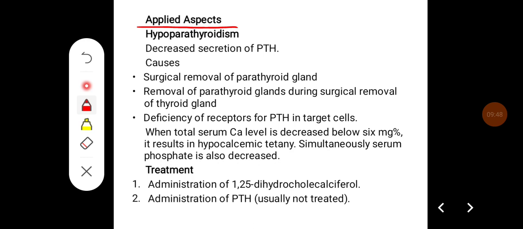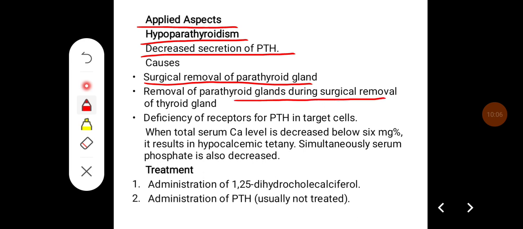Some of the applied aspects related: hypoparathyroidism. It is nothing but decreased secretion of parathyroid hormone. Some of the causes are surgical removal of the parathyroid glands, removal of the parathyroid glands during surgical removal of the thyroid gland, and deficiency of receptors for PTH in target cells.